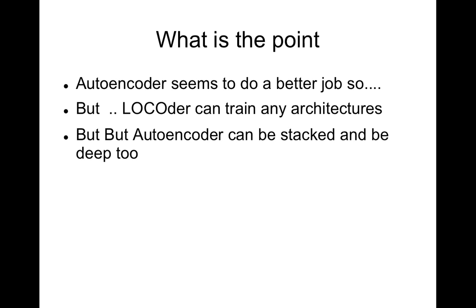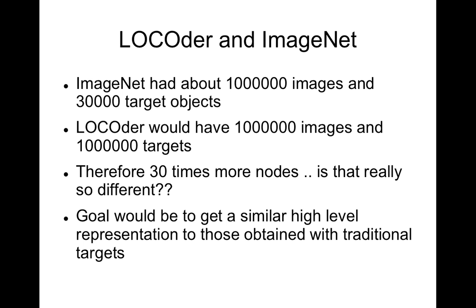But autoencoders can be stacked and they can be deep too, so there's a little bit of a competition between the two. And high-level representations can, in fact, be extracted from perhaps autoencoders as well as Locoders. Okay, so in the next step, basically, is Locoder on ImageNet a possibility?